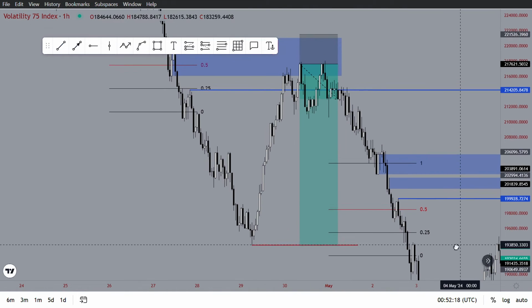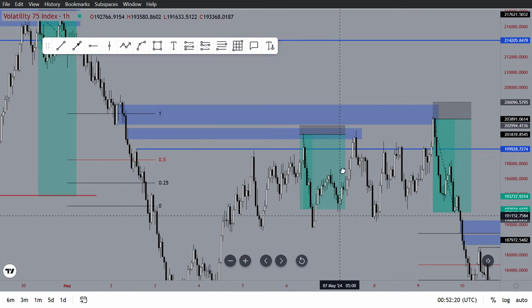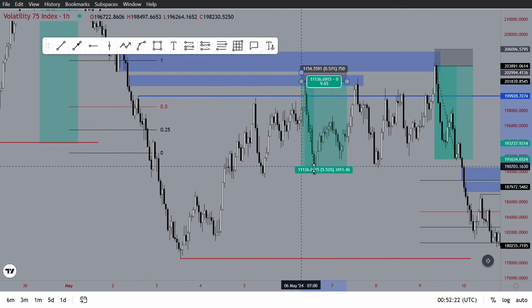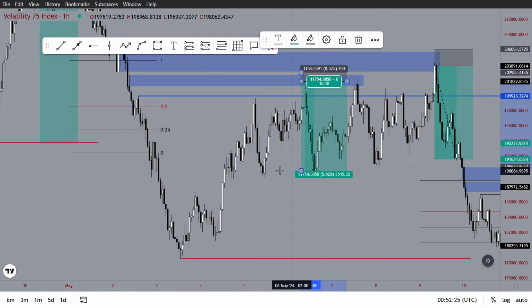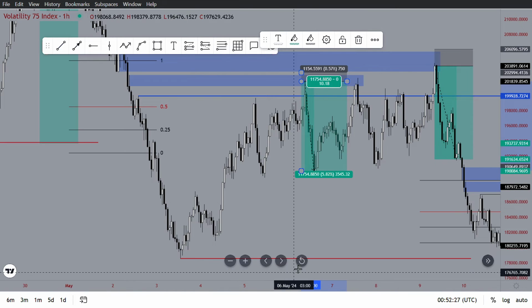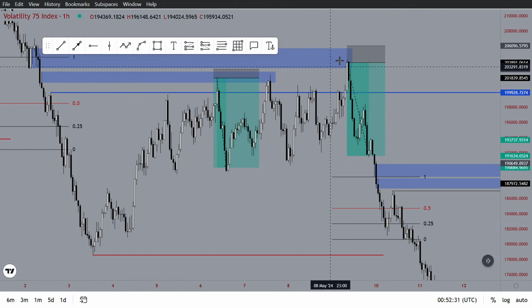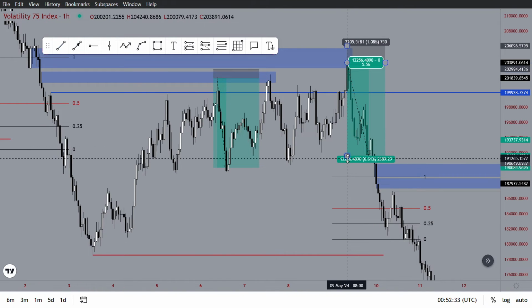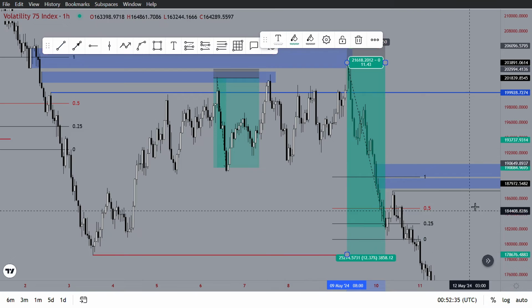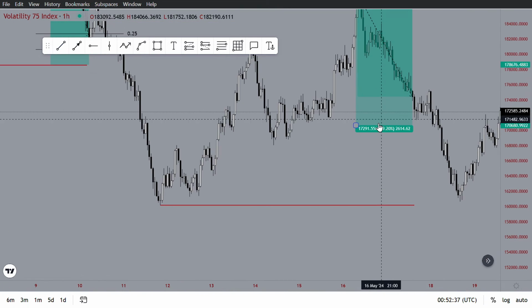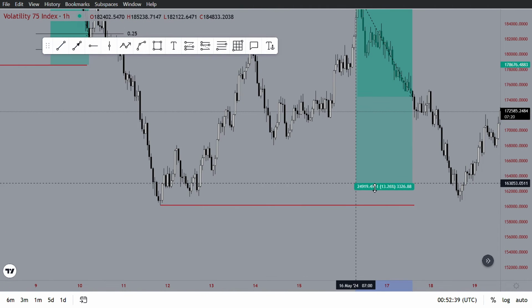Okay, and the same thing, can take partials, and this one 10R is even enough. You don't have to hold all the way down here. 10R is a lot. Okay, so a second zone gets tapped, can take all the way down here. Okay, all the way to here.